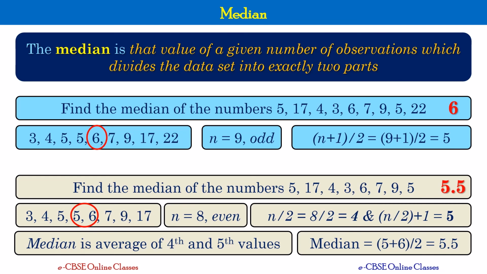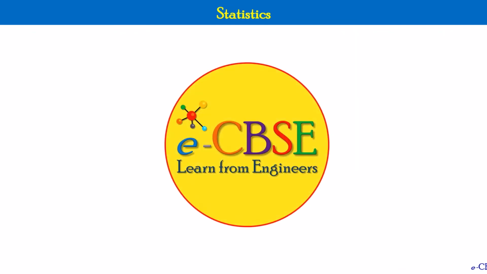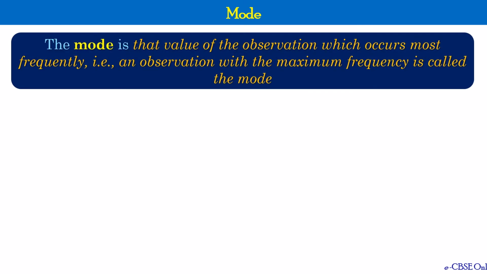Okay, very simple. Now let's go to the last measure of central tendency, which is mode. The definition says the mode is that value of the observation which occurs most frequently. That is, an observation with the maximum frequency is called the mode. Okay, the definition is very straightforward here, and let us try to understand with a simple example.